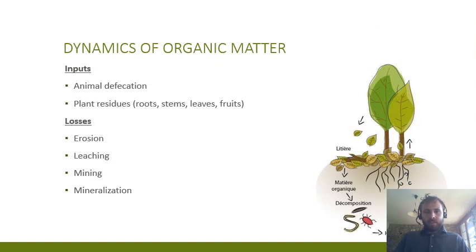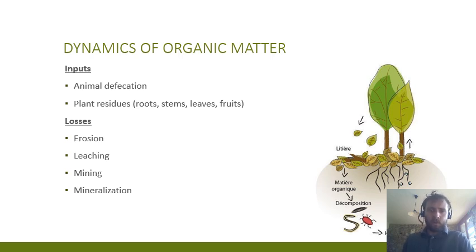A few words about the dynamics. You have your soil organic matter in the soil. What are the inputs? What are the outputs? You get organic matter from animal defecation, mostly in agricultural lands because of the adding of manure, which is animal feces, and with the decomposition of plant residues: roots, stems, leaves, and fruit. So that is the input you get in the soil, and you lose it on the other way by erosion.